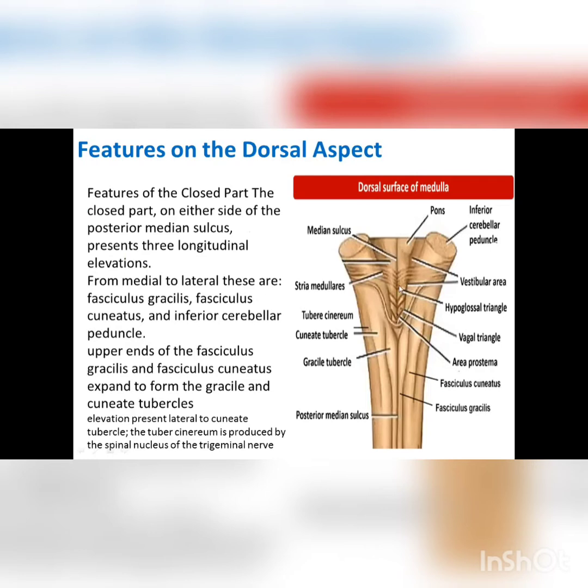Features on the dorsal aspect of the medulla oblongata. We have the closed and the open part.